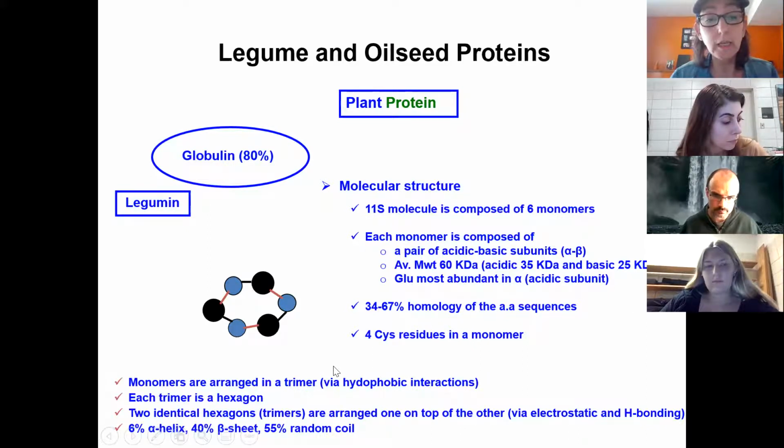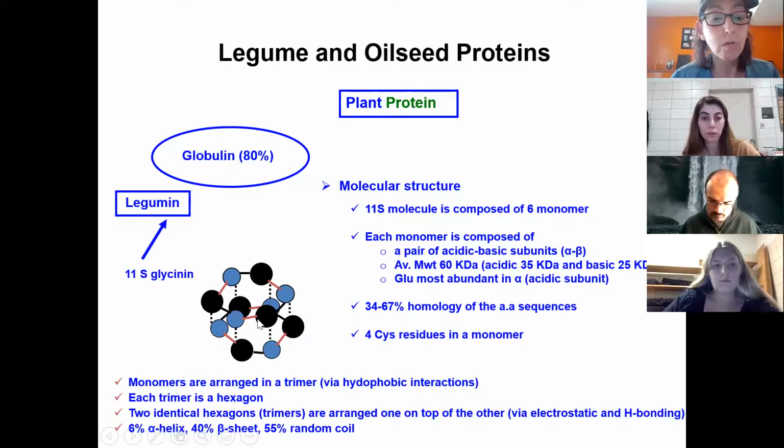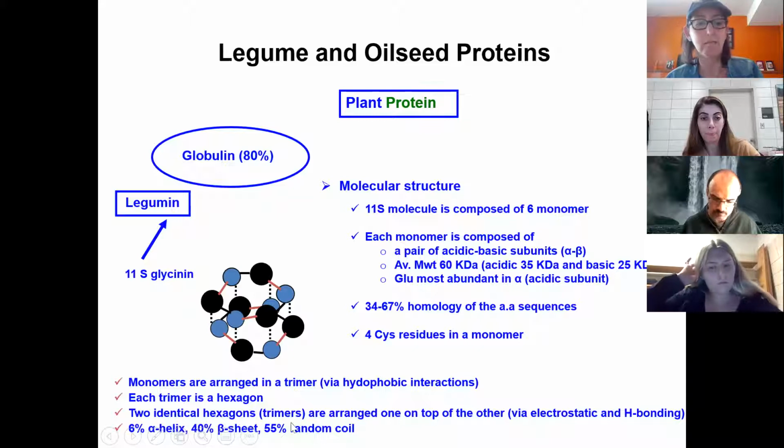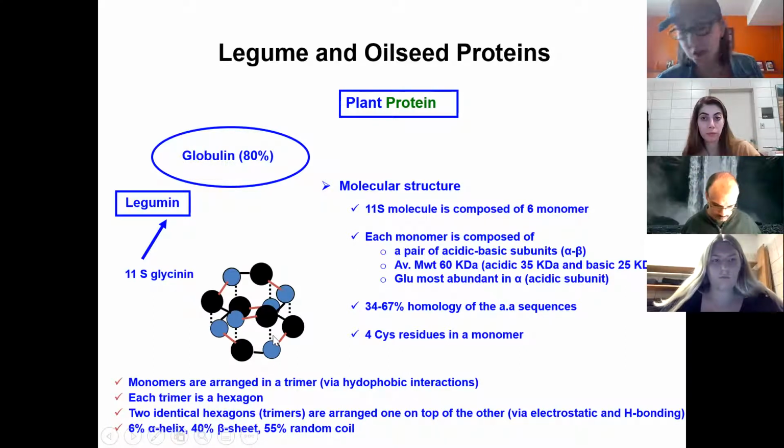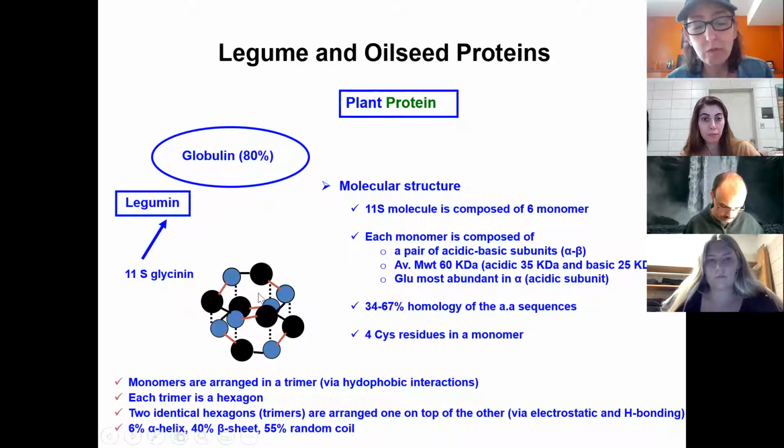Via hydrophobic interactions, each trimer is a hexagon, because you have 6 subunits, and the trimers form this particular shape where you have 2 trimers on top of each other. Well, it depends what's top and what's bottom, but 2 trimers interact with each other via hydrogen bonding and electrostatic interactions. These dotted lines represent non-covalent interactions, mostly hydrogen bonding and electrostatic interactions. And then there's a high percentage of random coil in general compared to beta sheet and alpha helices.